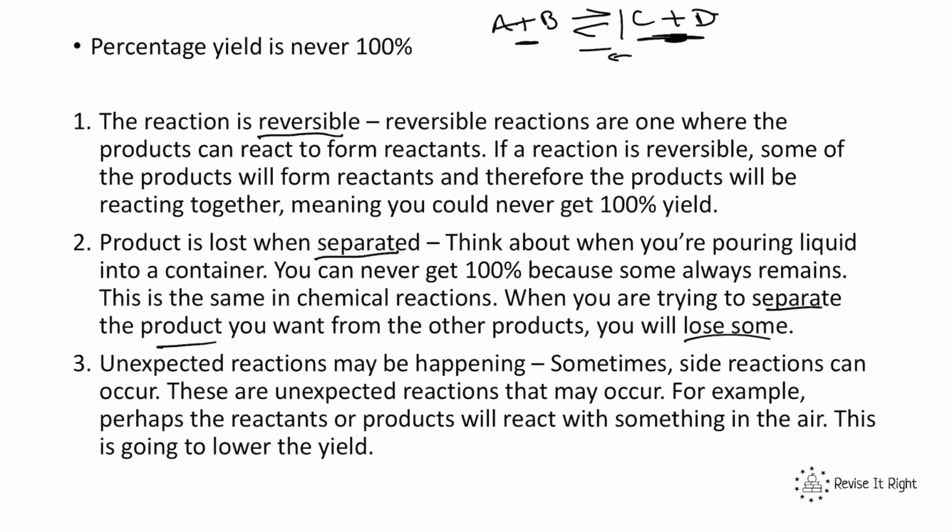And number 3, unexpected reactions may be happening. Sometimes side reactions can occur. These are unexpected reactions that may occur. For example, perhaps the reactants or products will react with something in the air, which is going to lower the yield. So again, in this scenario, say we've got A and B, and we're producing C and D, and say that C is very reactive and it reacts with the oxygen in the air. That is going to decrease our percentage yield because some of it's going to be lost and it's going to react in the air to form another product. So these are 3 reasons, and we do have to know these as to why the percentage yield is never 100%. The reaction could be reversible, the product could be lost when separated, or unexpected reactions may be happening.